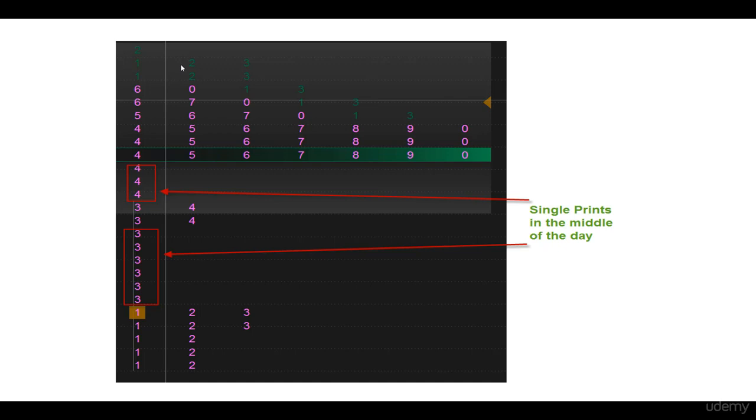In our case, you should treat a double distribution as two successive up days and a triple distribution as three separate up days, and set up your trade accordingly.